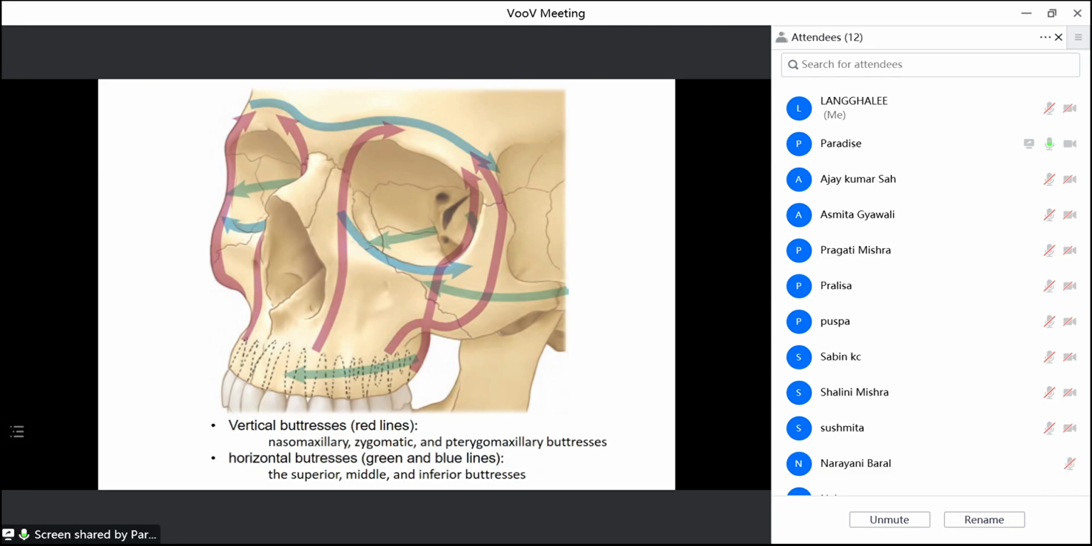Two screws should be placed on either side of the fracture line. And most of the time we use an L plate, because you can't put a straight plate. If you put a straight plate in the nasomaxillary area or zygomaticomaxillary area, it will hit the dental segment and it may damage the tooth bud, or you may hit the root of the tooth. So you have to use an L plate, not a straight plate.